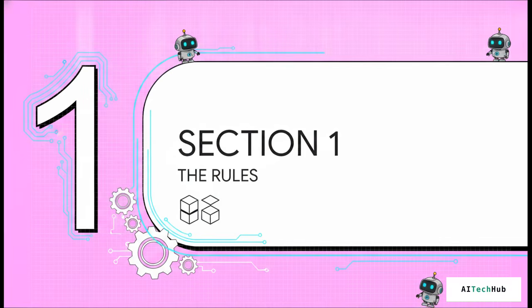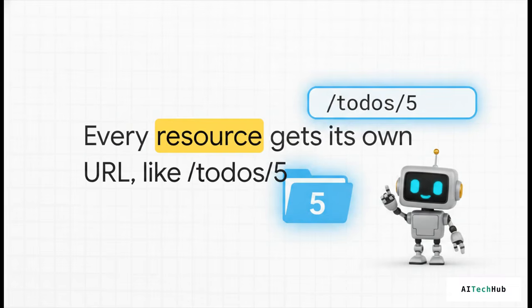Section 1, the rules. So REST is basically a very strict architectural blueprint, and the absolute first rule of this blueprint is identity. Every single resource gets its very own highly specific URL. A resource is honestly just any piece of data that you care about. Take the URL /todos/5. That is a unique address. It doesn't just point to some general to-do list somewhere, it points exactly to item number 5. You see, to interact with a piece of information, you first need its exact address, and then you need an action verb to tell the server what you actually want to do with it.